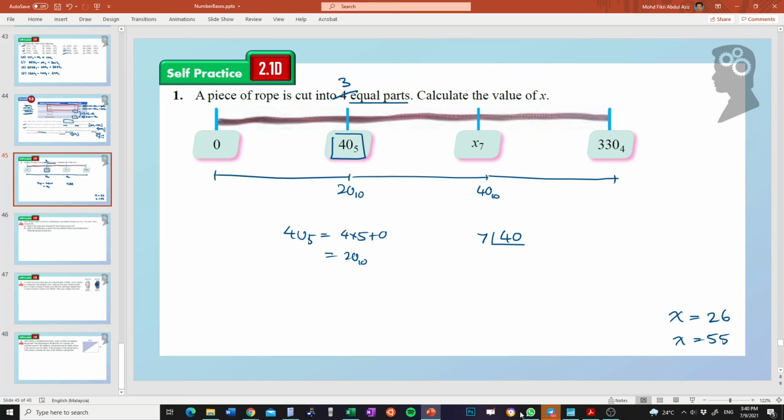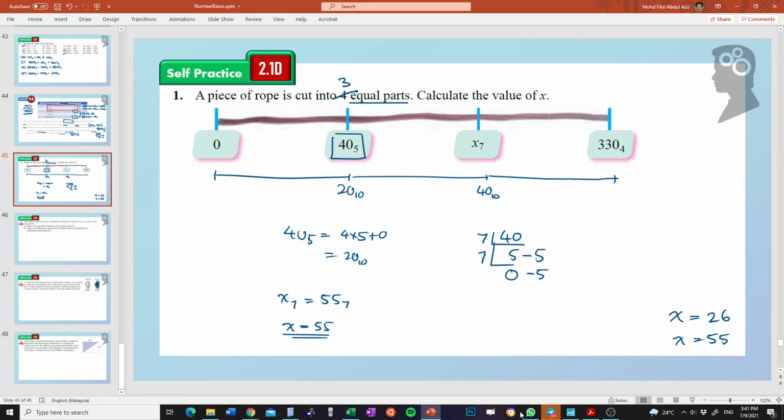So 40 divided by 7 is 5. 7 times 5 is 35. So you got a remainder of 5. Divided by 7 again, we got 0, so remainder is 5. So the answer is x base 7 is basically 5 base 7, or in short, x is equal to 55. So 55 is the answer. Boleh? Boleh ikut?